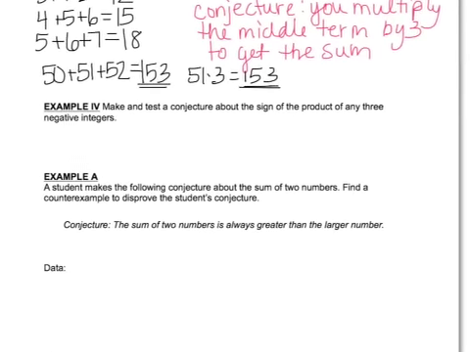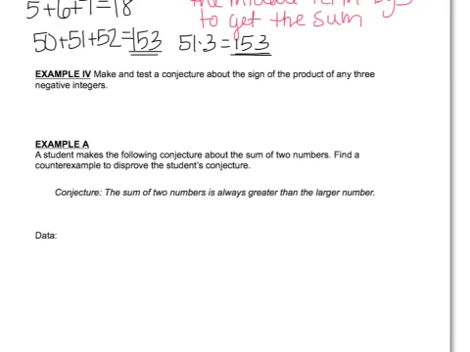All right, let's look at example 4 here. And example 4 says make and test a conjecture about the sign of the product of any 3 negative integers. So let's just try some. Negative 1 times negative 2 times negative 3. Well, 1 times 2 times 3, that's really 2 times 3, which is 6. Negative times negative is positive, and another negative gives me a negative 6.